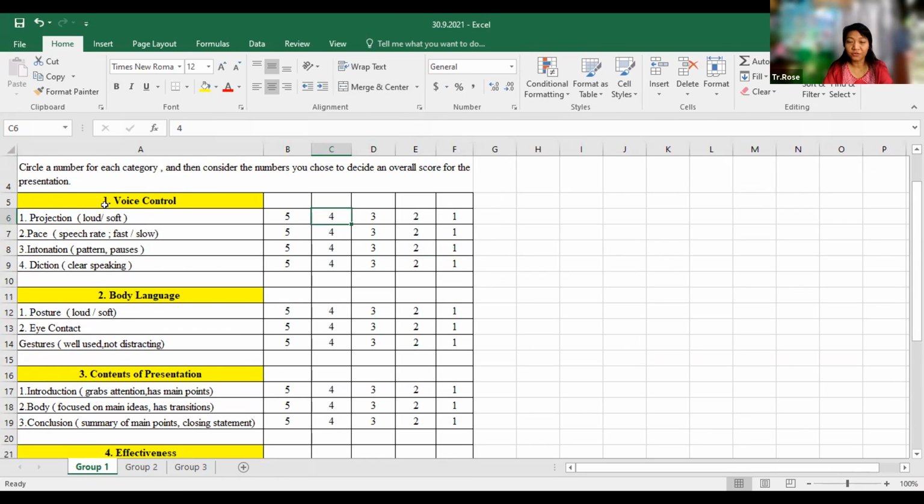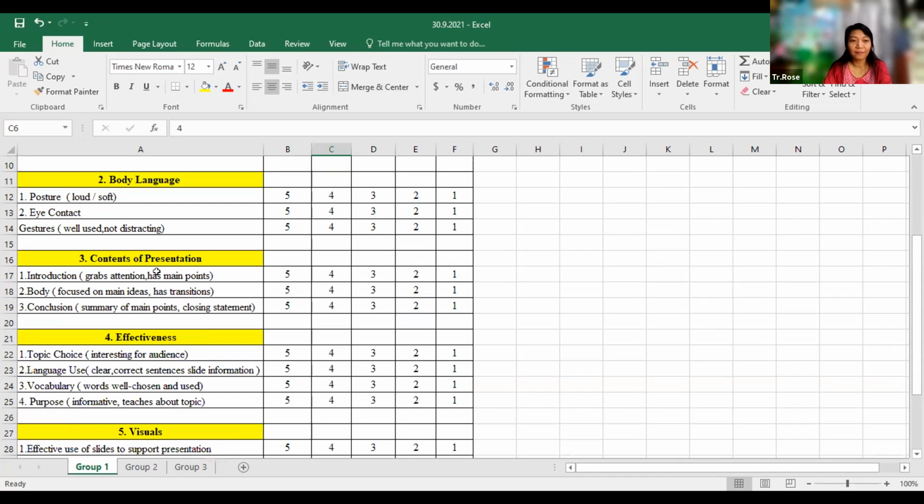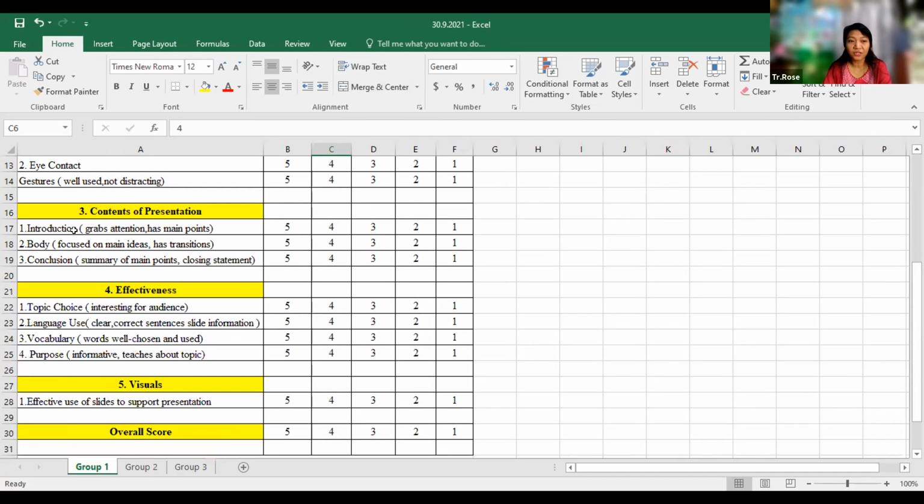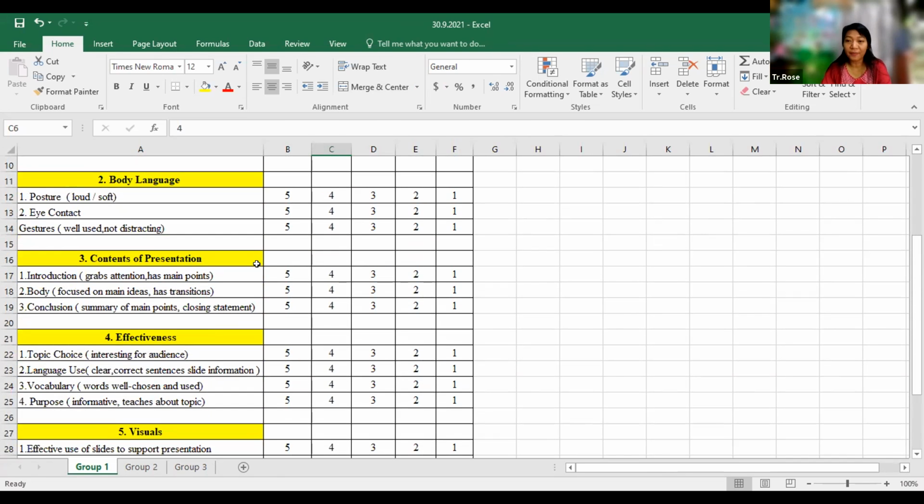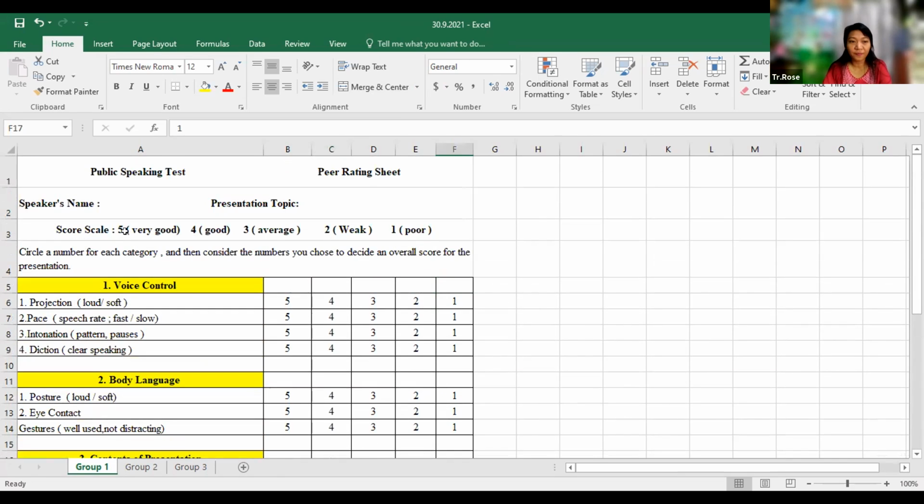So first, you have to give a rate for their voices, their body language, and then the third one is the contents of the presentation. It has 3 parts. Introduction: does it grab attention or have the main points, whether they have it or not. If they don't have it, they are weak in introducing their main topic, the introduction is very weak, so you can give number 1. Here are the grading scales: 1 is poor, 2 is weak, 3 is average, 4 is good, and 5 is very good.